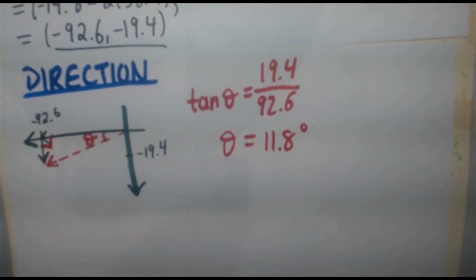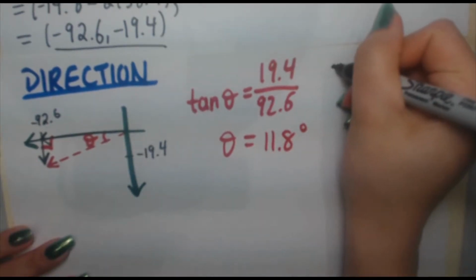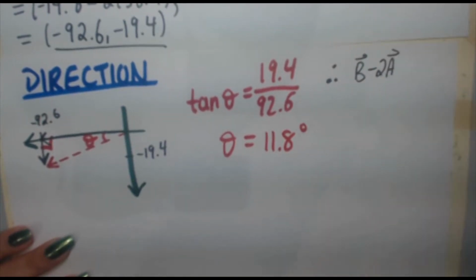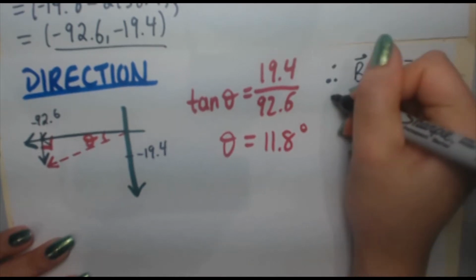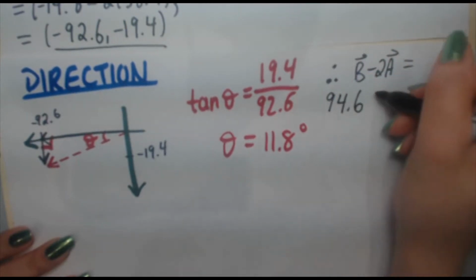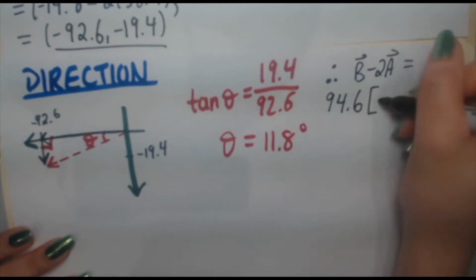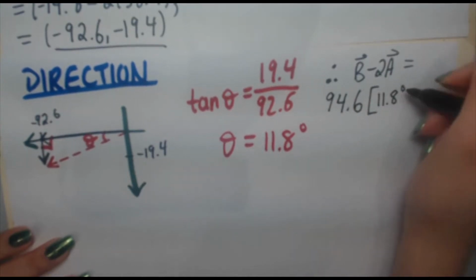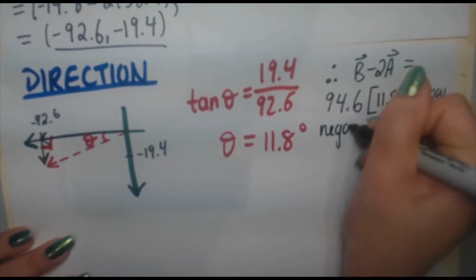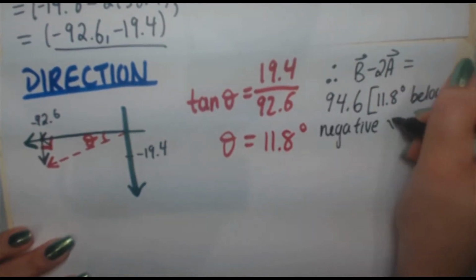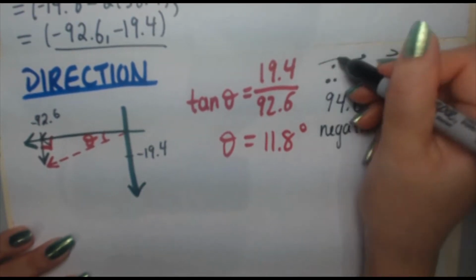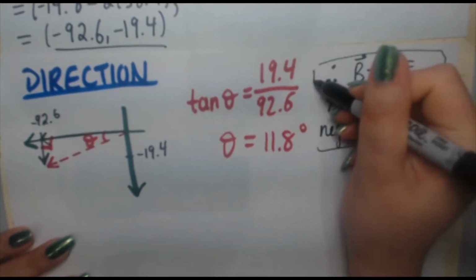So therefore, when we quote our answer, we're going to say, therefore, b minus 2a is equal to 94.6, that was our magnitude, remember? And in square brackets, we put our direction, 11.8 degrees below negative x-axis. Okay, so there it is. There is part A done.